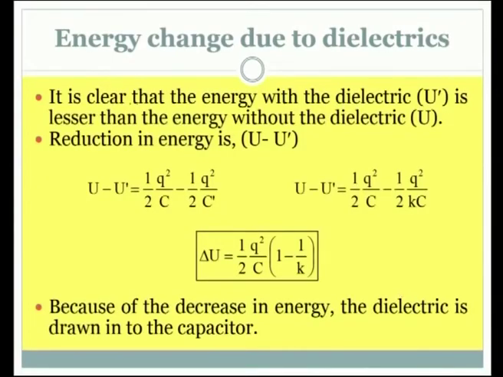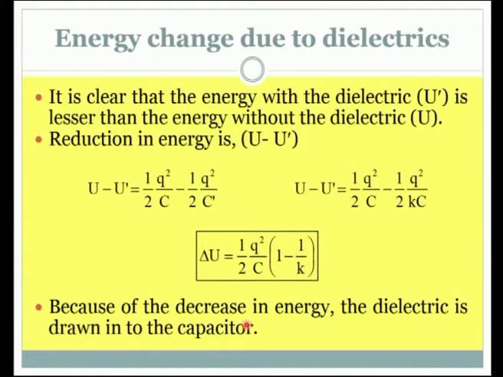When the potential remains constant, when we introduce the dielectric material, what is likely to happen? Let us have that as the case for discussion. So, this is the case. It is clear that the energy, this discussion I have already given, is getting reduced. How much it is getting reduced? The difference is shown here. Because of the decrease in the energy, the dielectric is drawn into the capacitor.